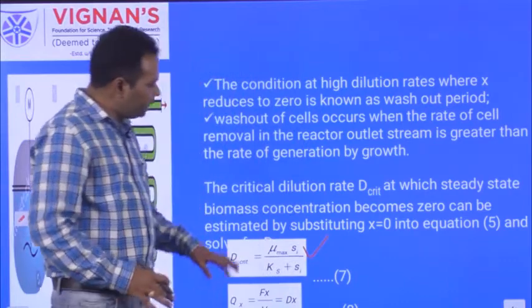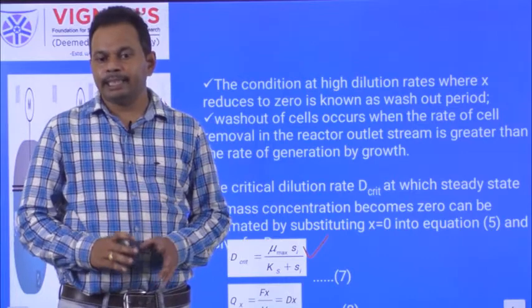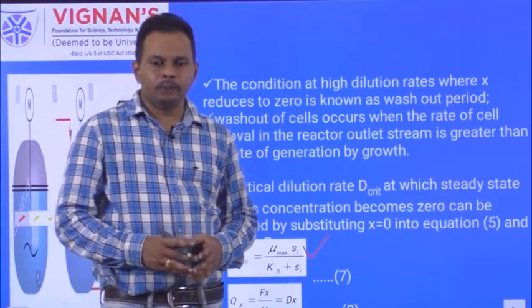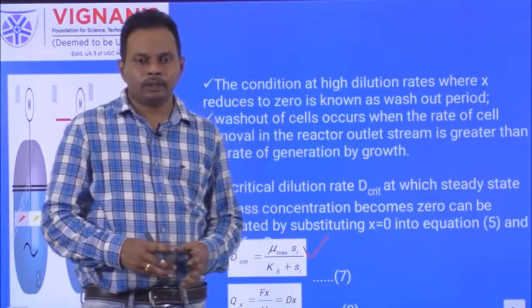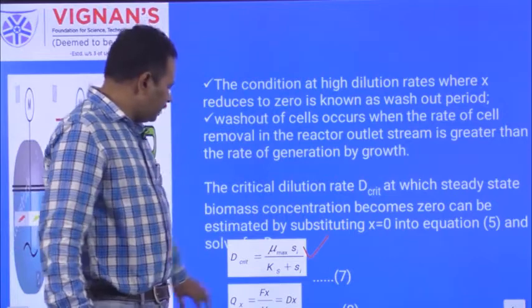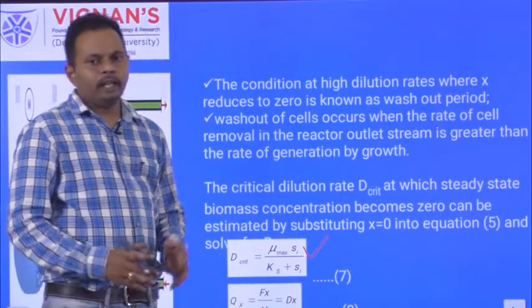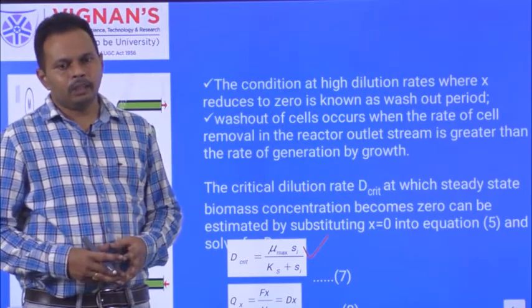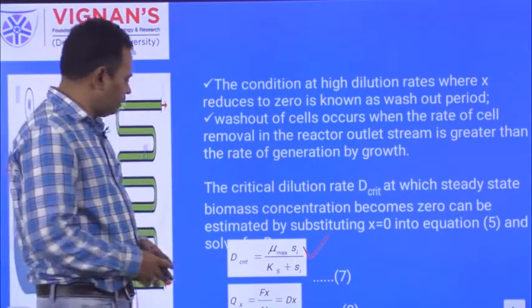Here it's very important to find out the D critical. Why? Because we should not operate the fermenter at critical dilution rate. Actually, to avoid this critical dilution rate, we should find it out. At critical dilution rate, cell washout occurs. But at what dilution rate should we operate to obtain the maximum amount of biomass or end-of-cell product formation? That we are going to discuss.